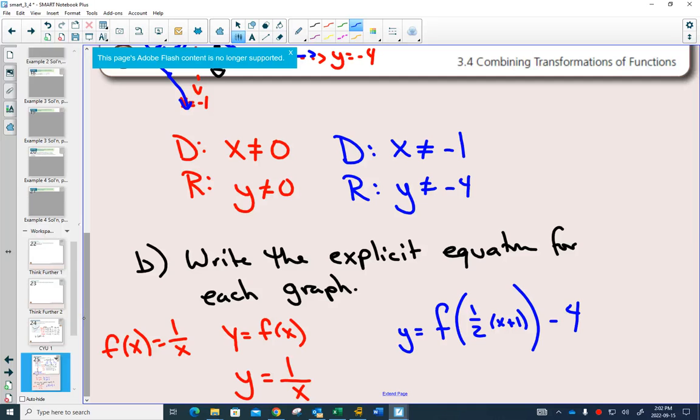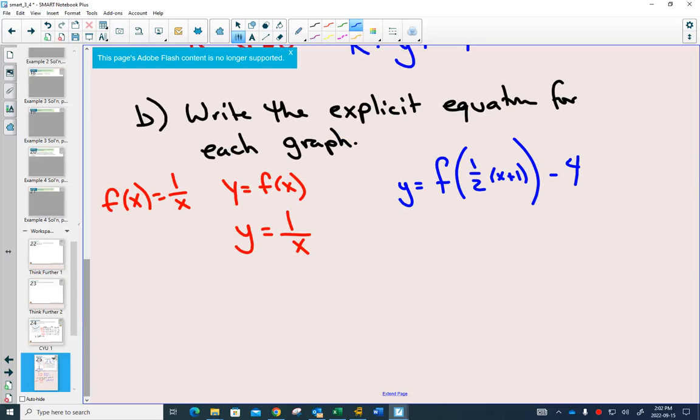So if our explicit equation for the red one was our 1 over x graph, how do we take function notation and switch it to explicit notation? Well, it will look like this. Y equals. What does the function do? It says whatever's inside the function replaces the x. Do we have stuff inside the function? Now, this is all inside the function. That means that will all be where the x was. This minus 4 is outside the function. That minus 4 will be after the function as well.